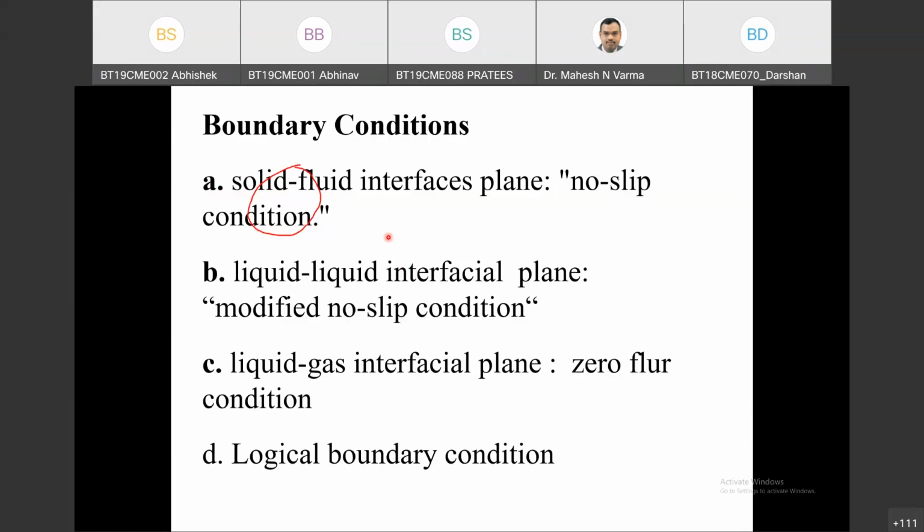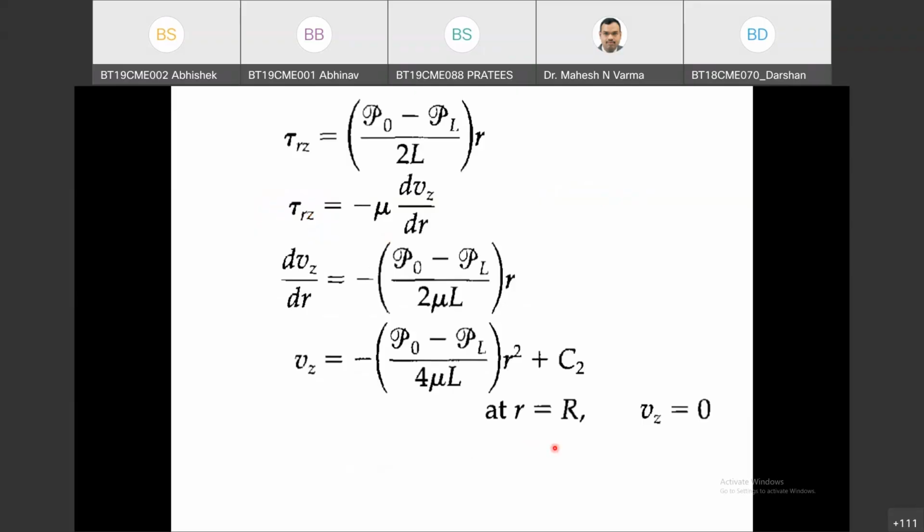As it is a flow of fluid through a pipe, the pipe is a solid. So at the interface of solid and fluid, the velocity will be equal to 0, and that is at r equals capital R. So at r equals capital R, velocity equals 0. Substitute this here. So C2 will be equal to (P0 minus PL) divided by 4 mu L, times capital R squared.